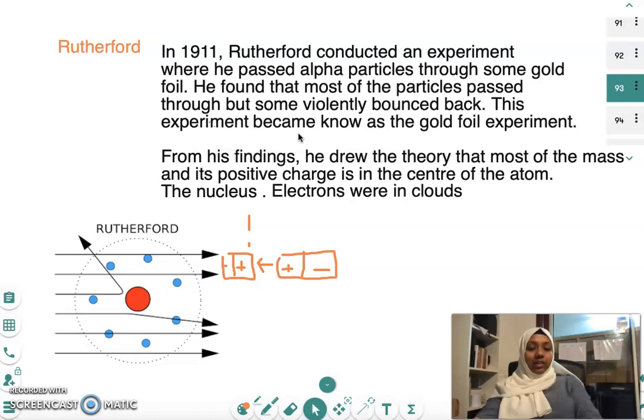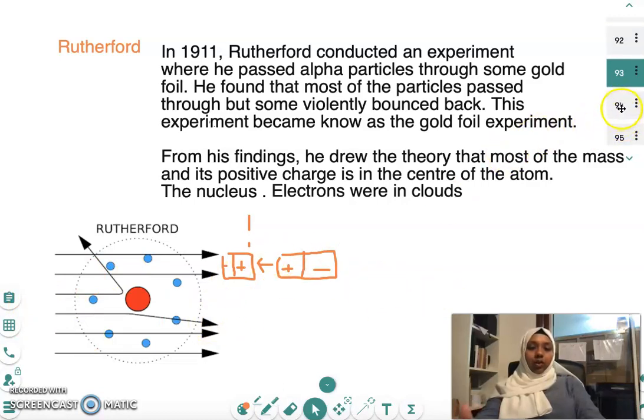And from this finding, Mr. Rutherford drew the theory that most of the mass and the positive charge of the atom is actually at the center of the atom. Okay, what we know as a nucleus now. And as for the electrons, they're sort of floating in clouds. That's what Mr. Rutherford theorized.